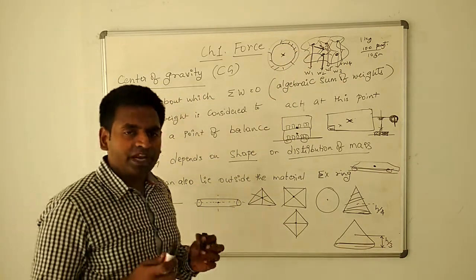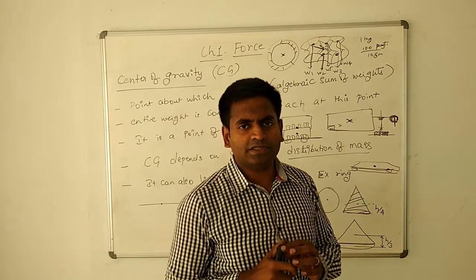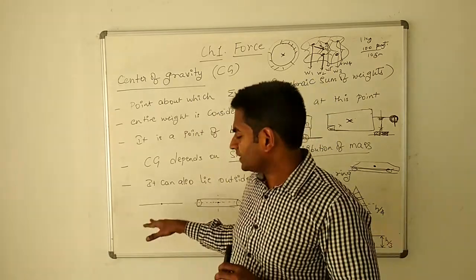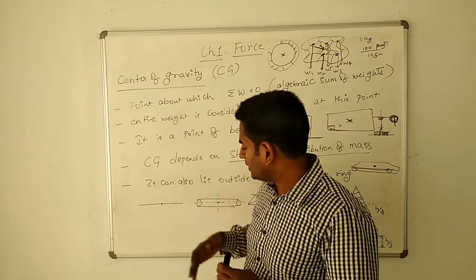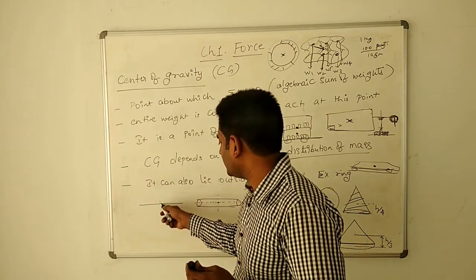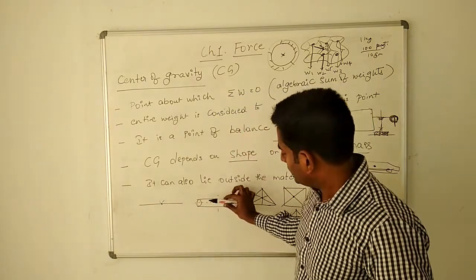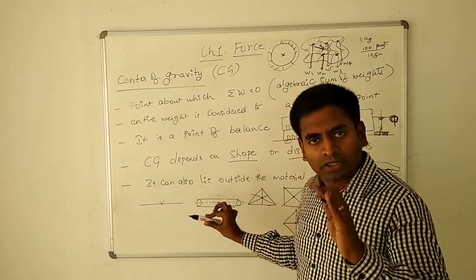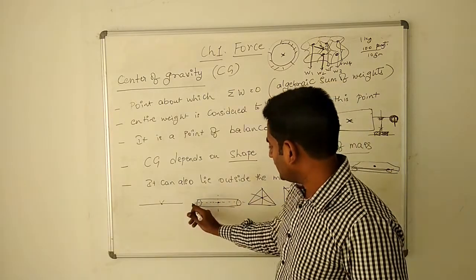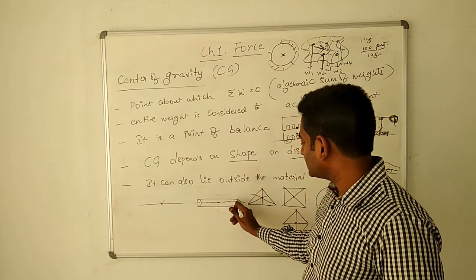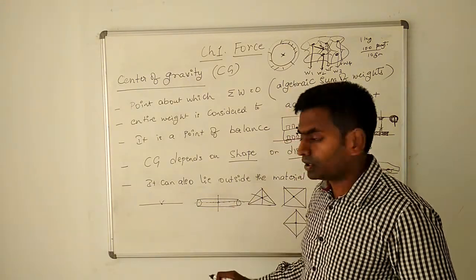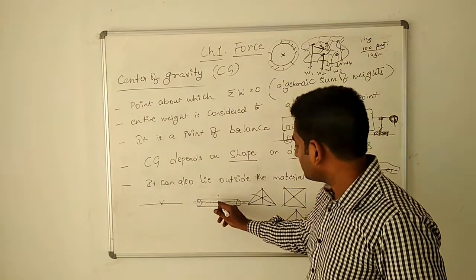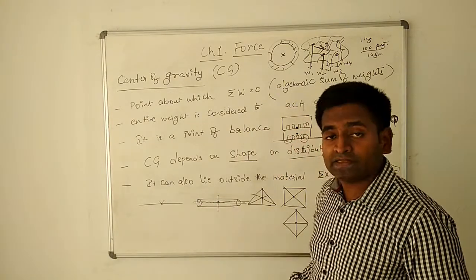There are some important shapes in your syllabus about which you need to know where the center of gravity lies. For example, if it is a straight line, the center of gravity is exactly at the midpoint of the straight line. And if I have a circular rod, the center of gravity lies on the axis of the rod, exactly at the midpoint of the axis of the rod.